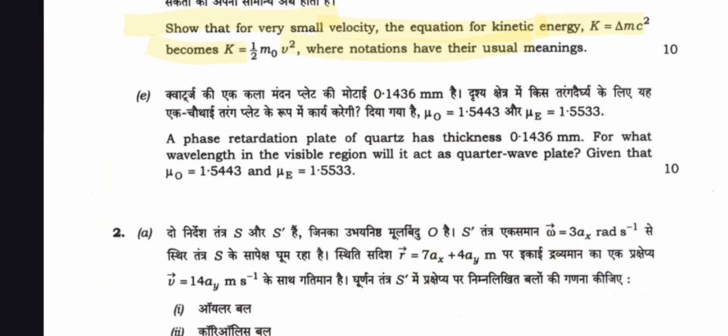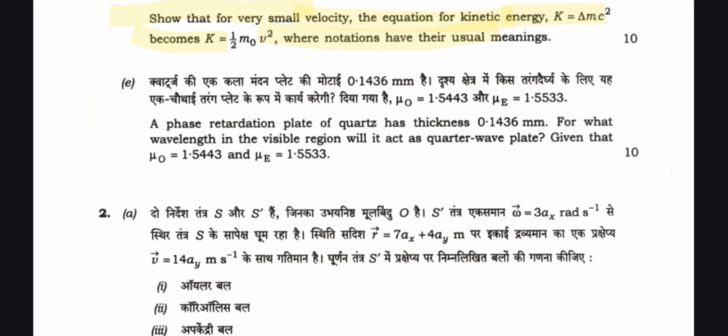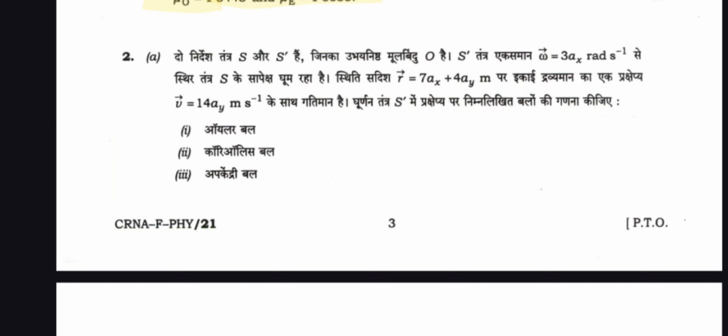And question number E is here. A phase retardation plate of quartz has thickness 0.1436 mm. For what wavelength in the visible region will it act as a quarter wave plate? Take mu0 is equal to 1.5443 and mu e is equal to 1.5533.